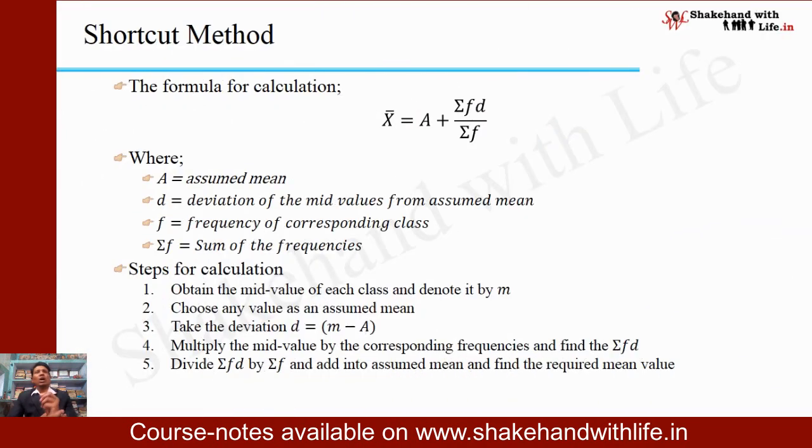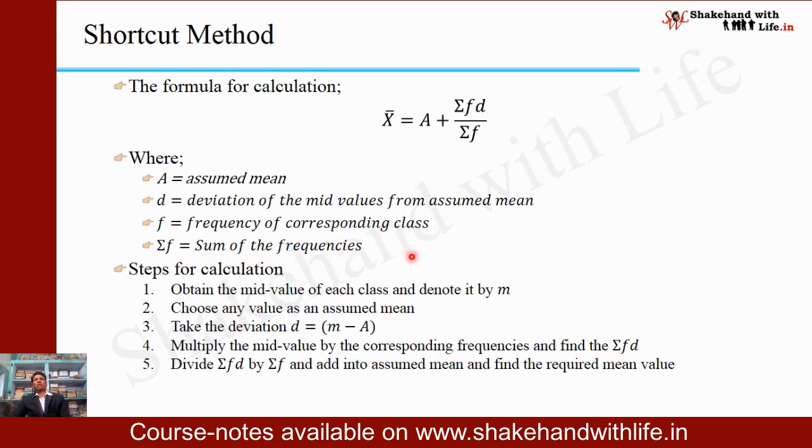Now how to calculate the mean using shortcut method? The formula for calculation for the continuous series using shortcut method is x bar is equal to a plus sigma fd divided by sigma f, where a is assumed mean, d is the deviation of the mid values from assumed mean, f is the frequency of corresponding class, sigma f is the sum of the frequencies.